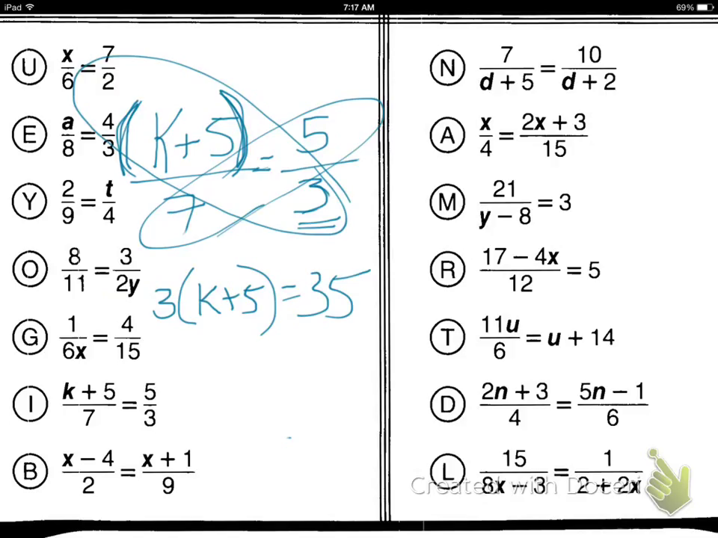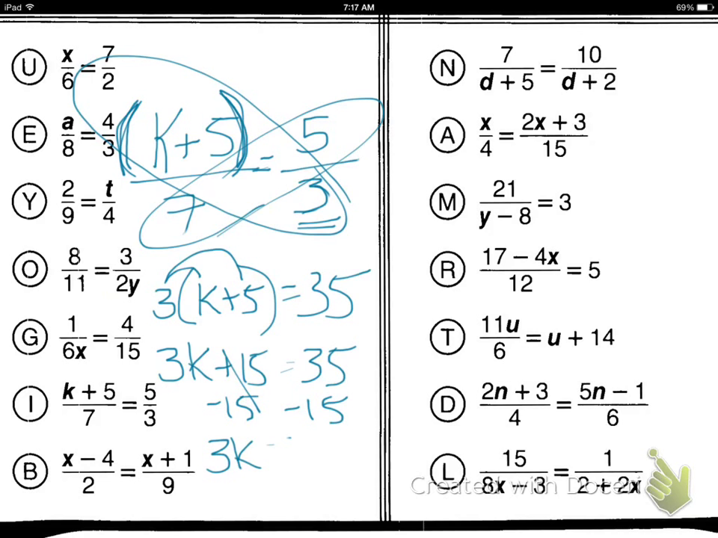Now when you see this, you have to do an extra step to multiply 3 times the quantity of k plus 5. You need to use your distributive property, and that's going to be 3k plus 15 equals 35. You're going to minus your 15. This is just a simple two-step equation. When you take 15 from 35, what do you get? 20. Divide by 3, and you get 20 over 3.